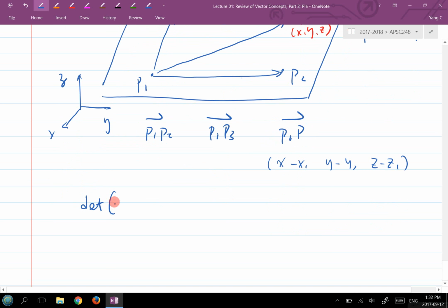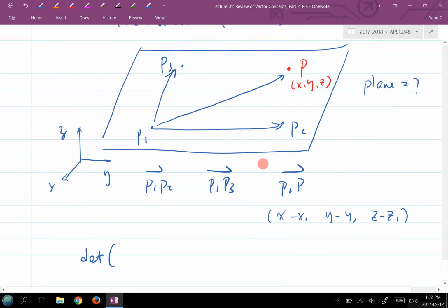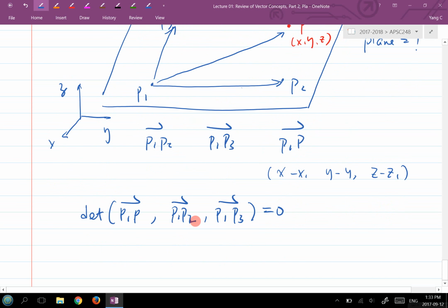So in this case, I have 3 vectors: P1P, P1P2, and P1P3. The determinant of these is 0, right?